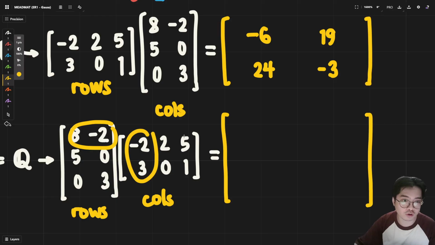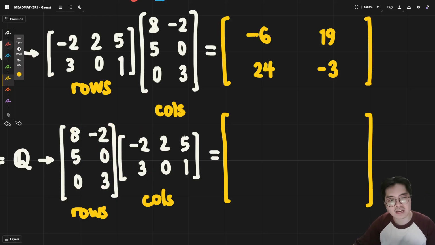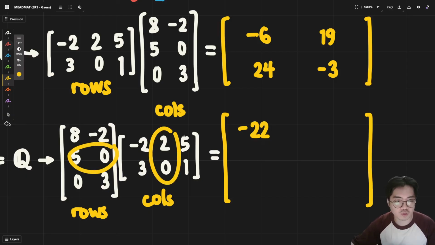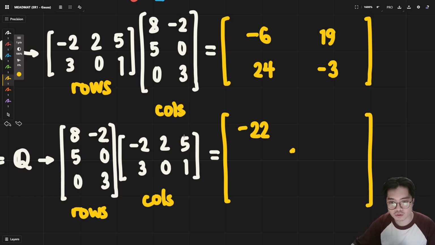First row, first column, 8 times -2, -16. And then -2 times 3 is -6. -16 minus 6 will give you -22. And we keep going. 5 times 2 is 10. 0 times 0 is 0. So this will be second row, second column, 10. And then last row, last column, 0 times 5 plus 3 times 1. So that is just 3. And you can fill in the rest, hopefully.